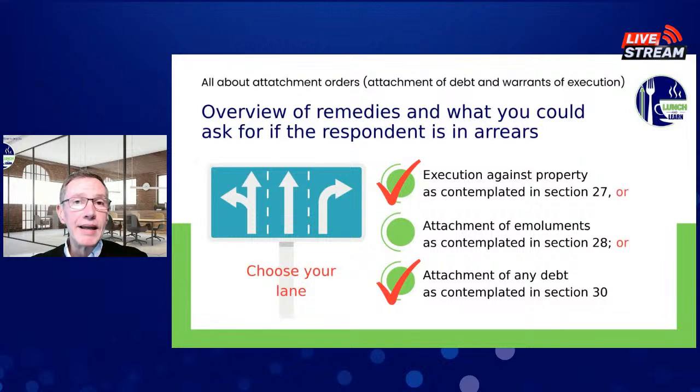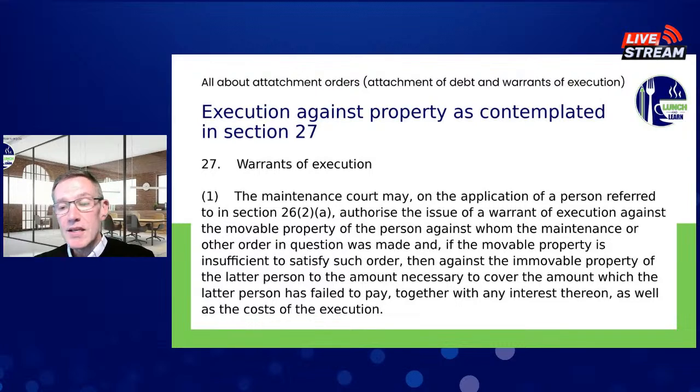So bear that in mind, that it's not a simple process just by going to court and asking for a warrant of execution against property if there is any other remedy already in use, most often the garnishee order or the emolument attachment order. But for today's webinar, we will be dealing with the execution against property as contemplated in Section 27 of the Act.